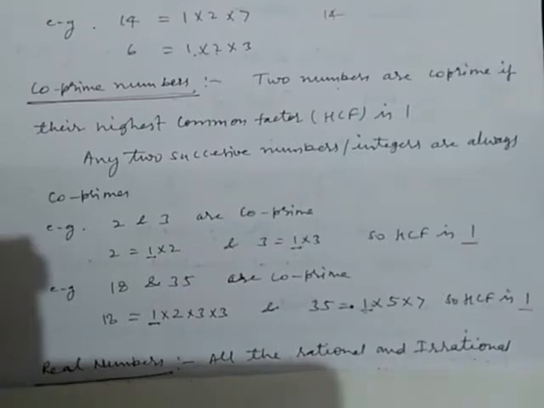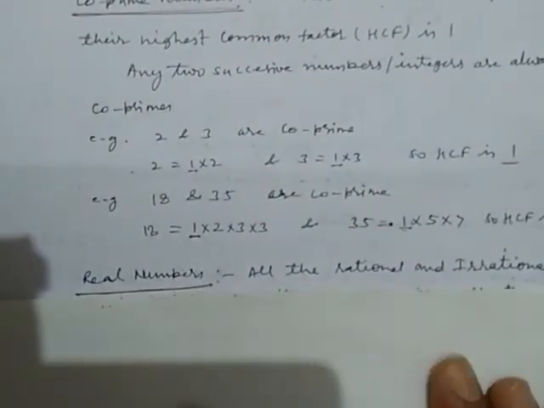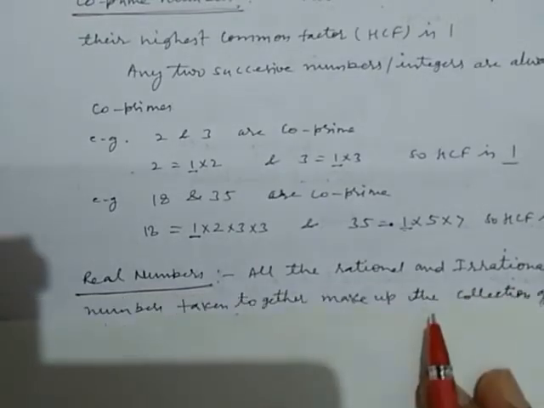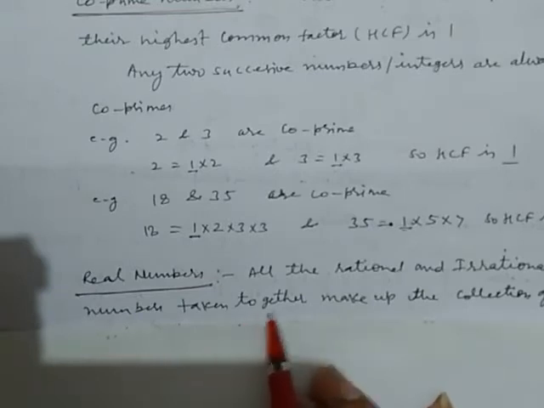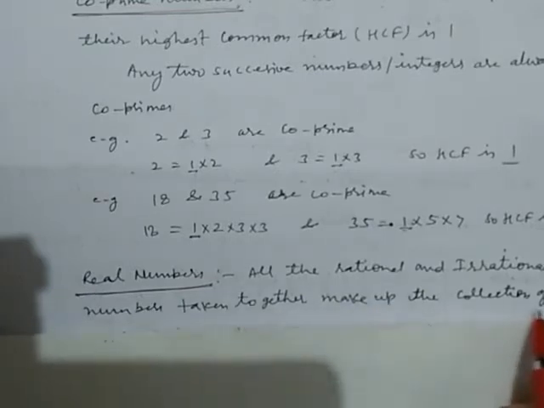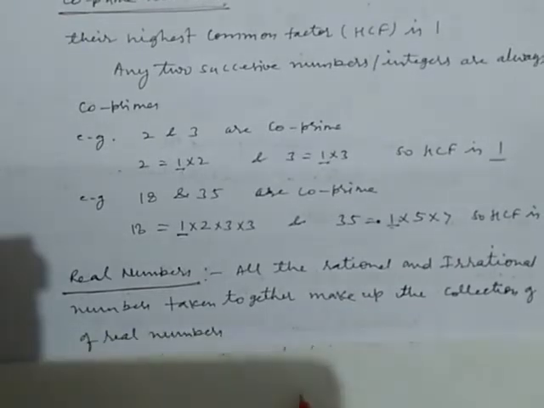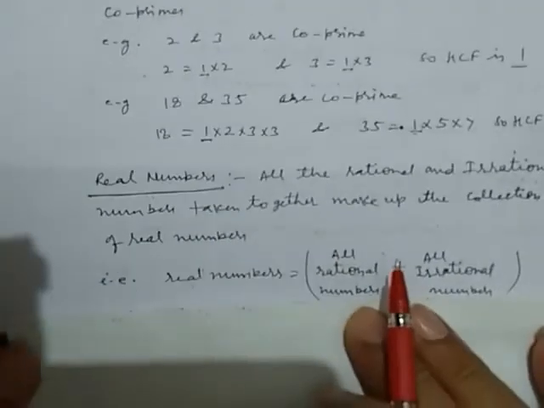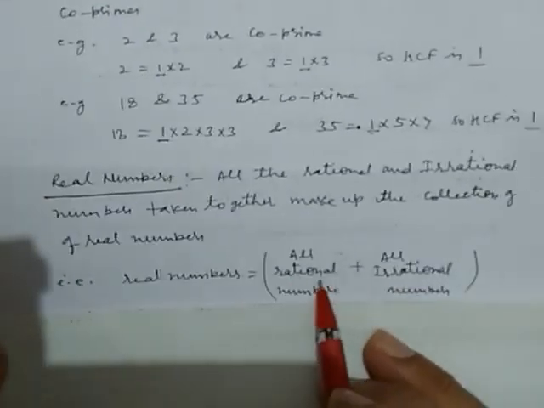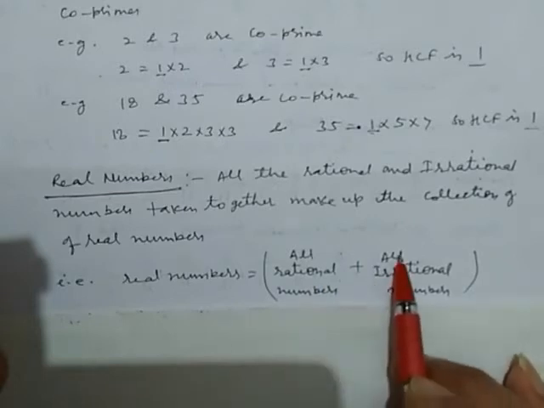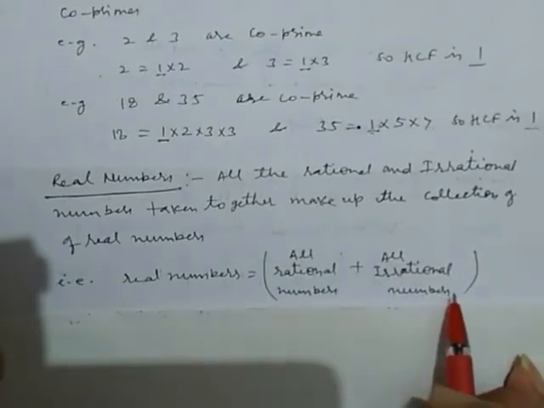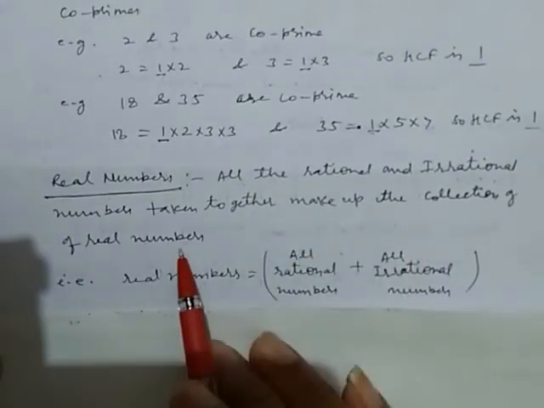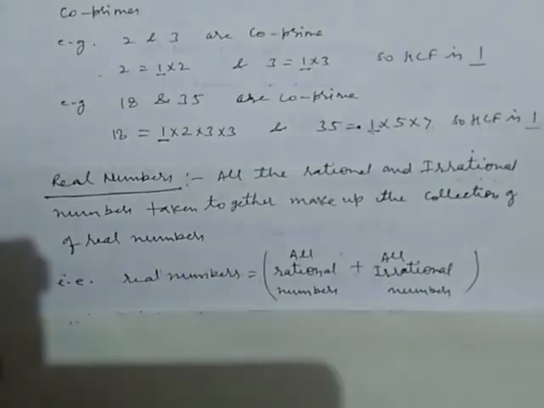Now we move to real numbers. All the rational and irrational numbers taken together make up the collection of real numbers. That is, real numbers means all rational numbers plus all irrational numbers. So almost all numbers are real numbers.